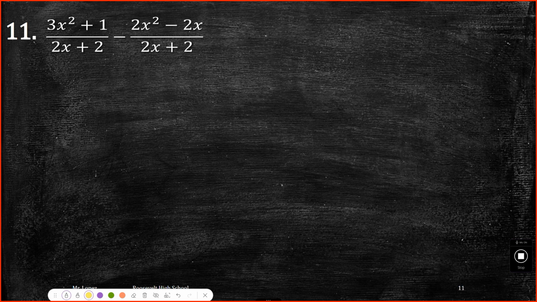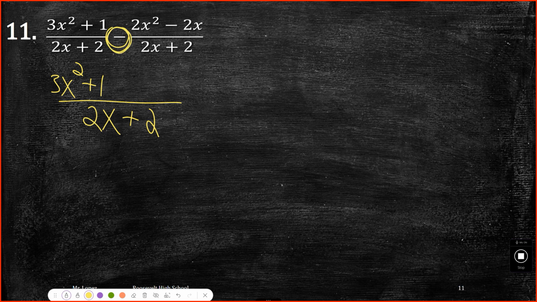Do we have a common denominator? And the answer is yes. So we're gonna put it under one of them, whatever that means. 2x plus 2. Bring this down. You're distributing this minus sign.